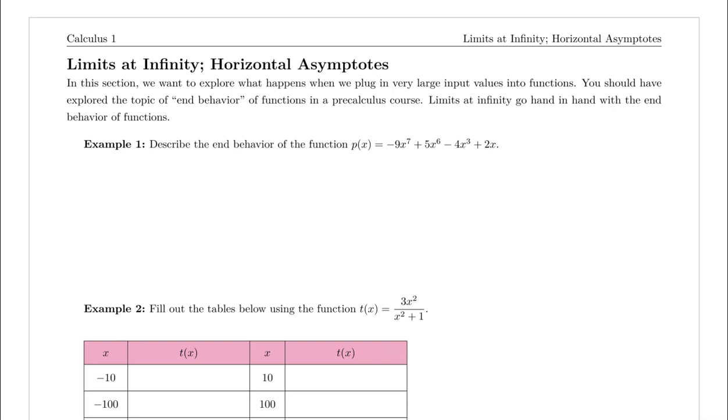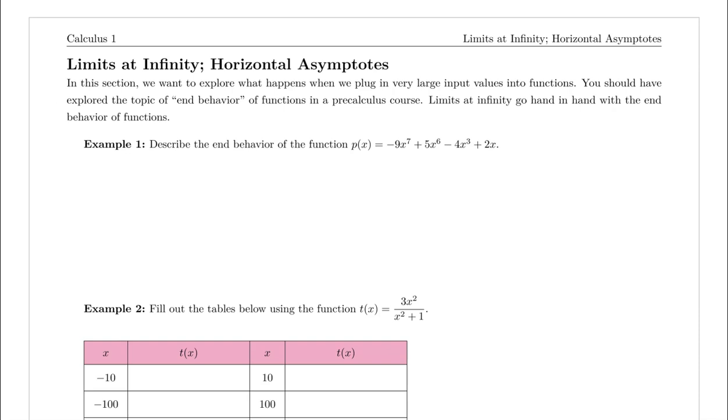In this video, we're going to be talking about limits at infinity and horizontal asymptotes. In this section, we want to explore what happens when we plug in very large input values into functions. You should have explored the topic of end behavior of a function in a pre-calculus course. Limits at infinity go hand in hand with end behavior of functions.